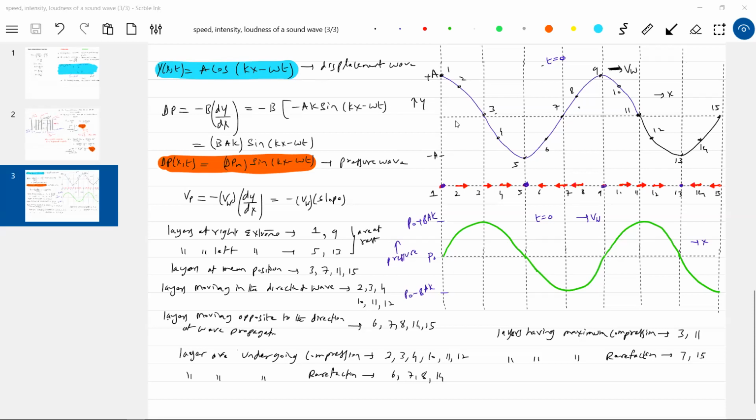Let me check it. Okay, 15. 15 is what? Maximum rarefaction, no? Look at this one. Sorry, 7 and 15: when the pressure is least, that is maximum rarefaction. What is the problem?